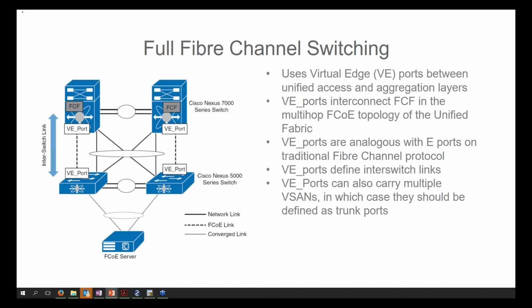Under full fibre channel switching, the switches are going to use a virtual E port, or VE port, between the unified access and aggregation layers. The VE ports are going to interconnect the fibre channel forwarders in the multi-hop topology of the unified fabric. The VE ports are capable of carrying multiple VSANs, so they should be defined as trunks if you're going to do multiple VSANs, and therefore inter-switch links. These are fully functioning fibre channel switches that participate in the fibre channel fabric and pass information to and from the forwarders, and they're going to collect zone information for the initiators and the targets that are allowed to talk to each other.